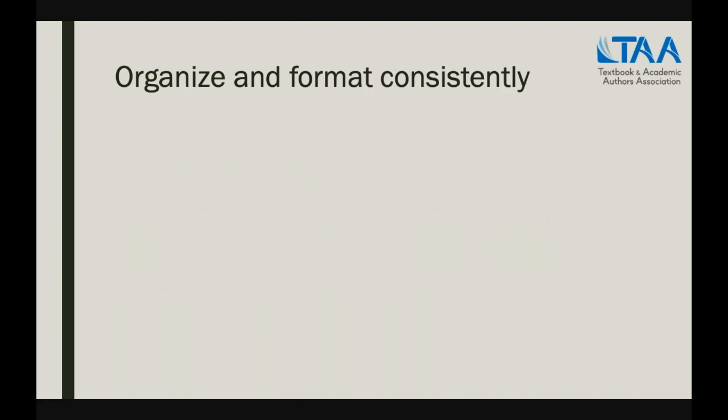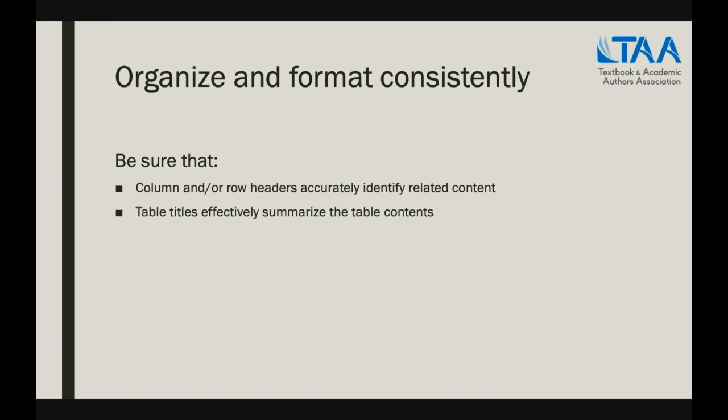So that brings me to my next point about effective tables, and that is that we want to organize and format them consistently. So in organizing those tables, we want to be sure that column and or row headers accurately identify the related content. We should be able to go to the top of a column or to the left of a row and see a point of reference for that bit of information that I'm looking at in a specific cell.